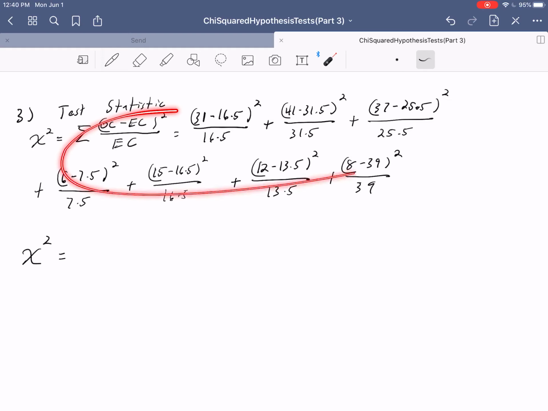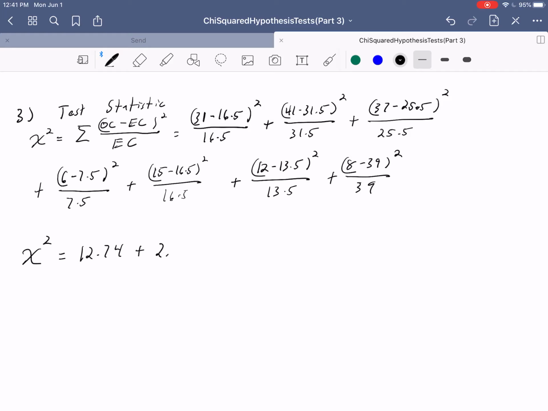Remember, when you are doing this, you don't need to write all this out, but you do need to write out what each component gives us. So the first one, 31 minus 16.5 squared divided by 16.5, gives us a contributing test statistic of 12.74. Plus 41 minus 31.5 squared divided by 31.5 gives us 2.87. 37 minus 25.5 squared divided by 25.5 looks like plus 5.19.